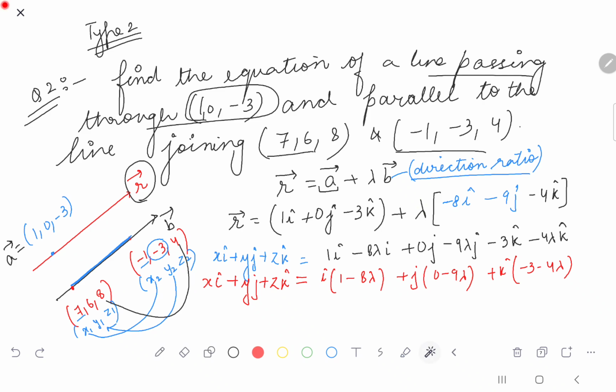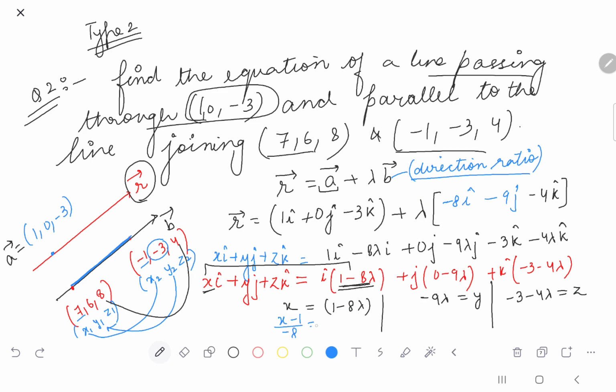Because I am supposed to find the equation of r, and r is nothing but a vector. Are you understanding? Yes, ma'am. So what do we have here? We have 1 minus 8 lambda equals x, because this i coefficient is 1 minus 8 lambda. Minus 9 lambda should be y, and minus 3 minus 4 lambda should be z. So x minus 1 over minus 8 shall be lambda, y minus 0 over minus 9 shall be lambda, and z plus 3 over minus 4 shall be lambda.